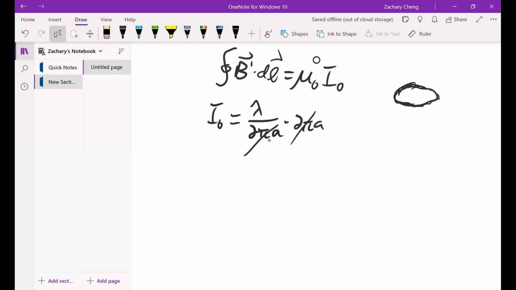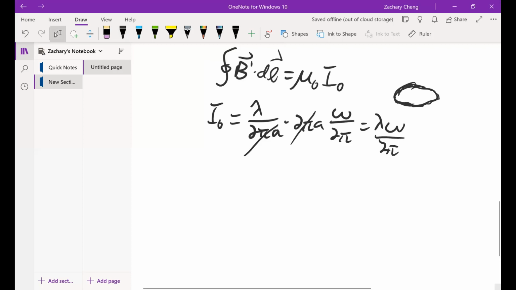So the amount of time it takes is just going to be 2 pi over omega, because it rotates at omega, and the period it takes to circle around is just 2 pi over omega. So it's lambda over 2 pi over omega, which is lambda omega over 2 pi. So that's the enclosed current, that's I0.